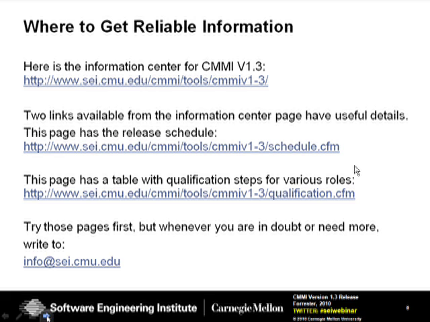And the third link is for a table that in a very quick form shows you what the qualification steps are for the various roles, whether appraisal team member, appraiser, instructor, and so forth. So we suggest you give a try to those pages if you have a question or want to make sure you've got the latest correct news. And if that doesn't work, you can always send email to info@sei.cmu.edu.